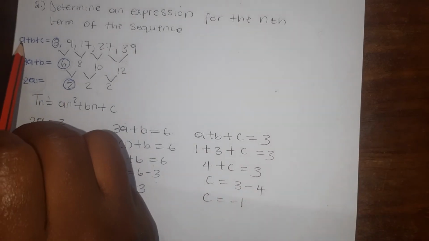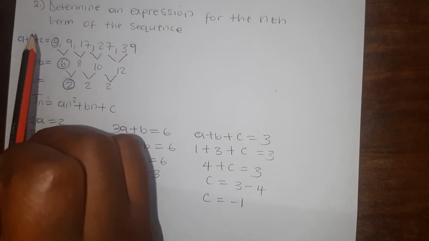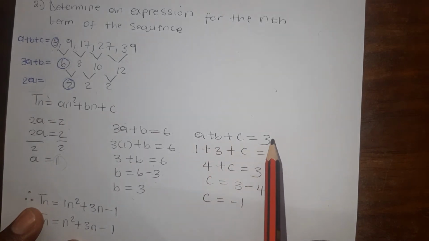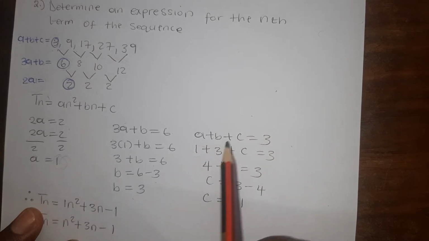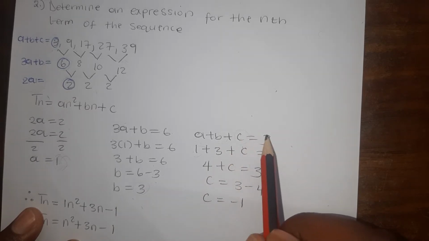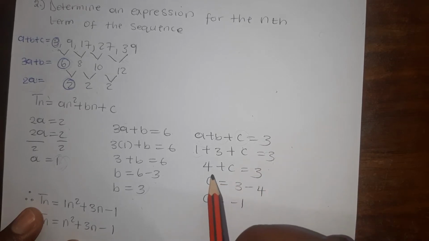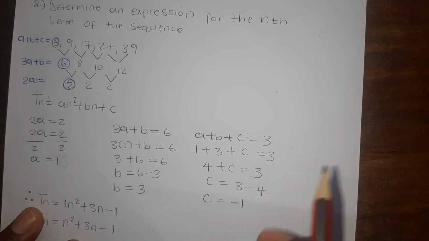And then A plus B plus C will be equal to our first term. Hence, I said A plus B plus C is equal to 3. Our A is the A that we calculated, our B is the B that we calculated, and we need C. It is equal to 3, which is our first term. When we make C the subject of the formula, 3 minus 4, and then C will be minus 1.